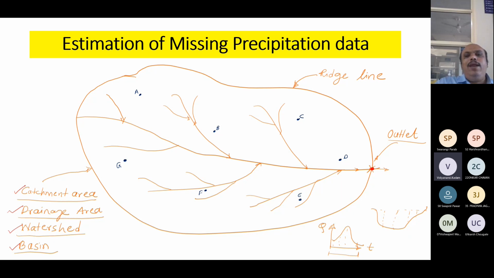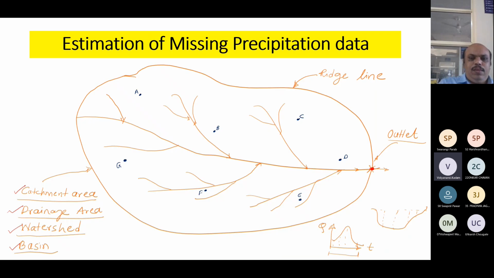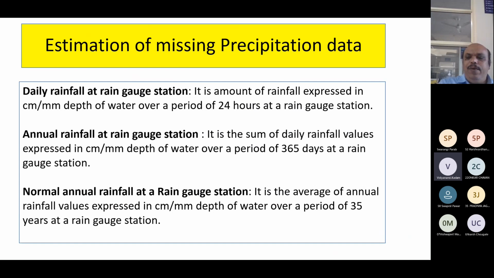To find this missing data, there are three methods. The first method is the arithmetic mean method. The second method is the normal ratio method. The third method is the inverse distance method or US weather method. So now we will first discuss these three methods of calculation of missing precipitation data. Before going for these numericals, let us know about three terms.